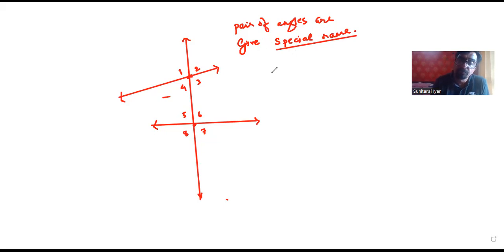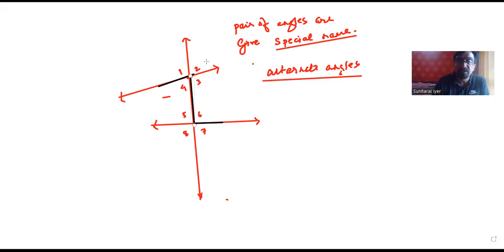The first one is alternate angles. Now, what do you mean by alternate angles, children? Try to understand, I am going to tell you which angles are called alternate angles. Look at these angles, this angle which I'm going to mark. Can you see a Z formation, children?